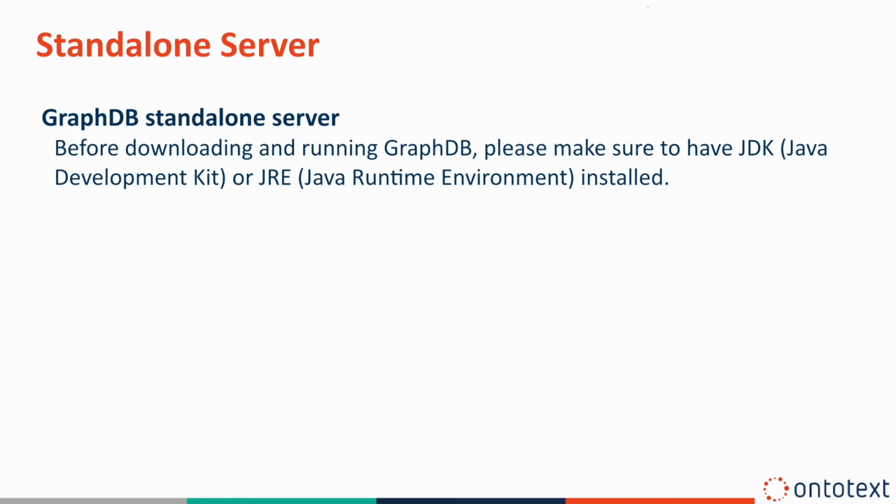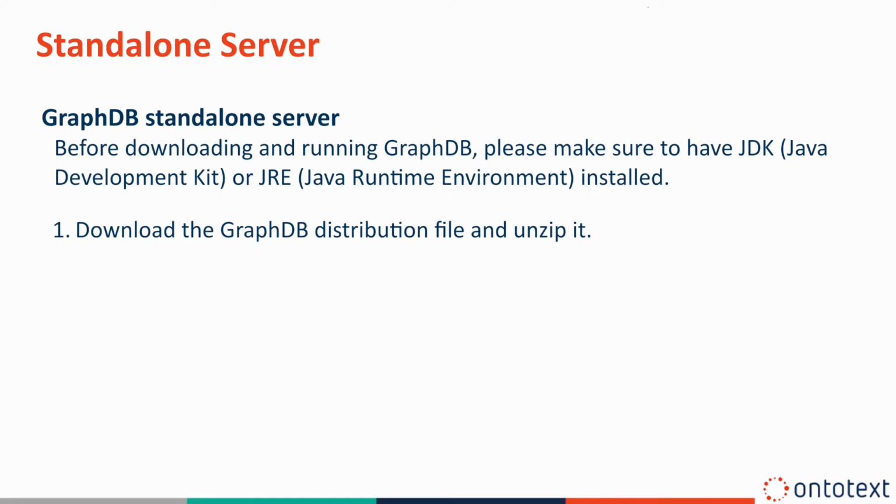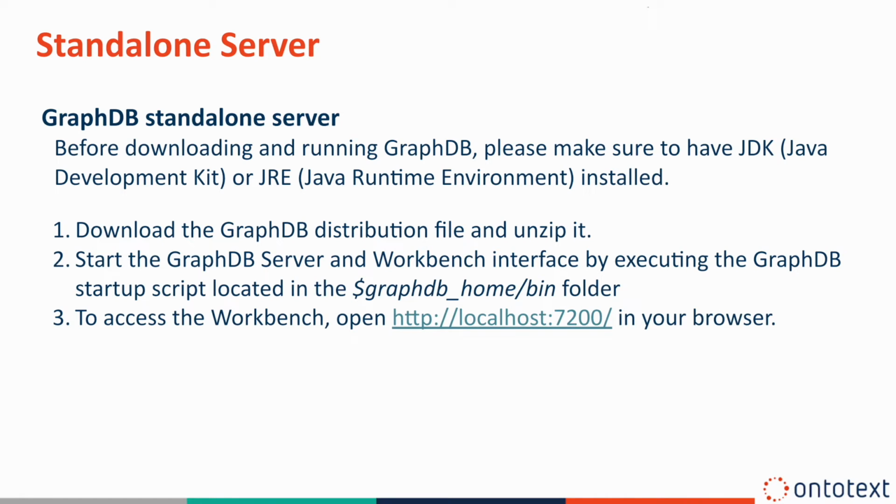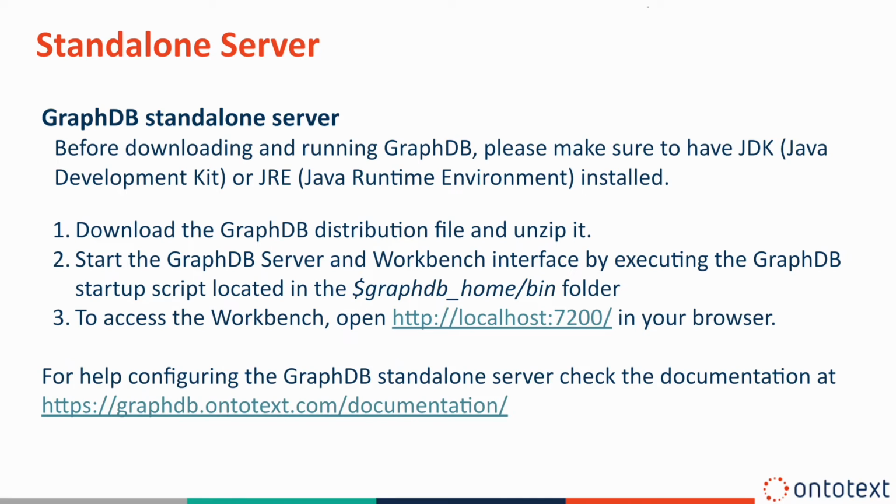To install GraphDB as a standalone server, first download and unzip the distribution file. Then execute the GraphDB startup script located in the bin directory. Once the script is done starting GraphDB, open your browser and head to http://localhost:7200 to access the Workbench. For more help configuring the GraphDB standalone server, check the GraphDB online documentation.